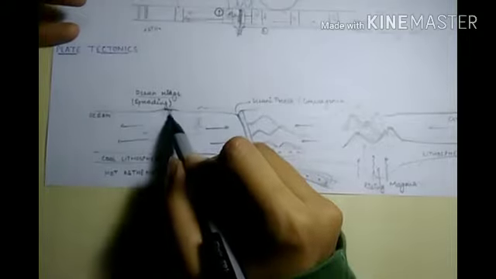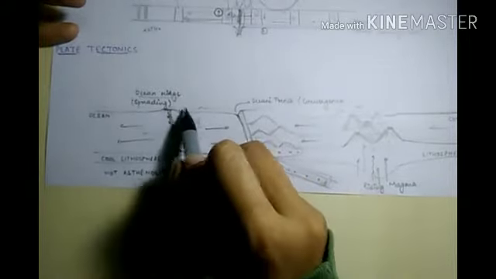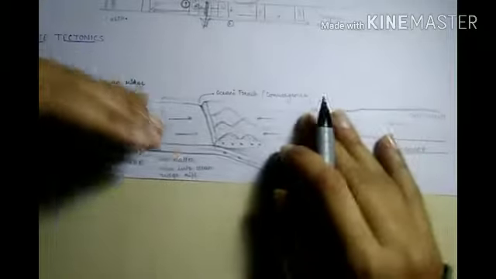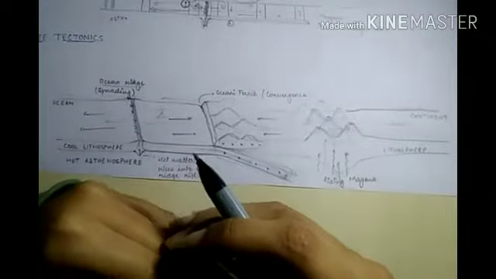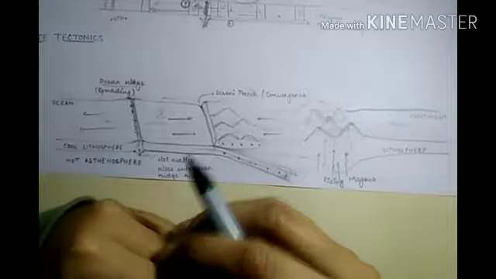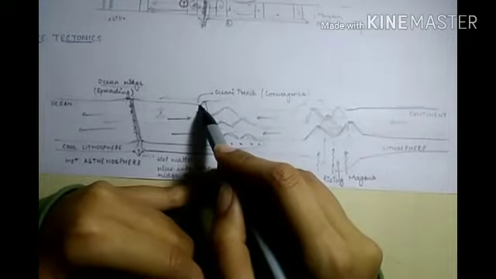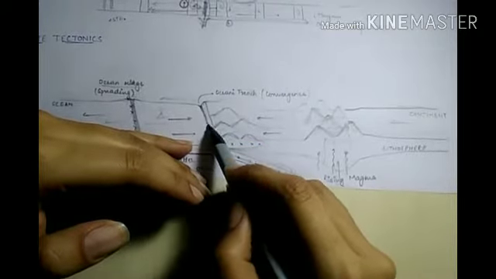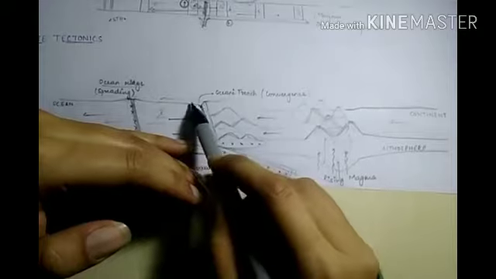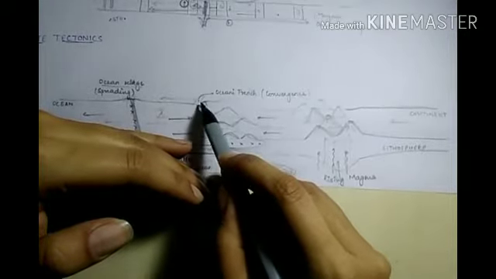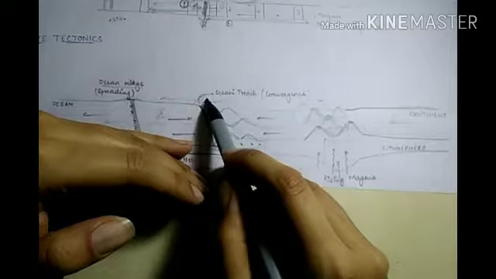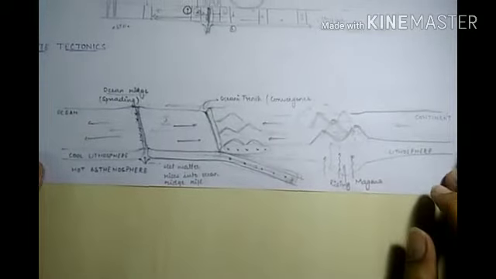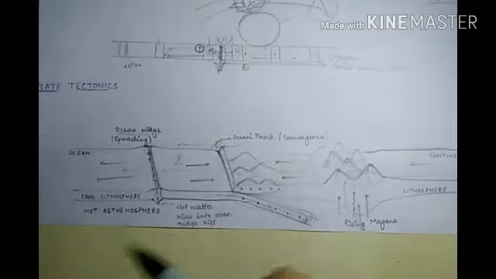And due to earthquake also, tsunami is caused, and due to subduction of the crust or this plate, a tremor is caused. Because of this tremor, huge waves are formed, and these huge waves are known as tsunami. So this was all about plate tectonics and its relation with various things like earthquake, mountain formation, etc.